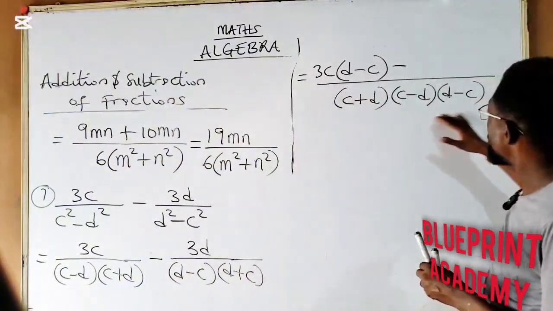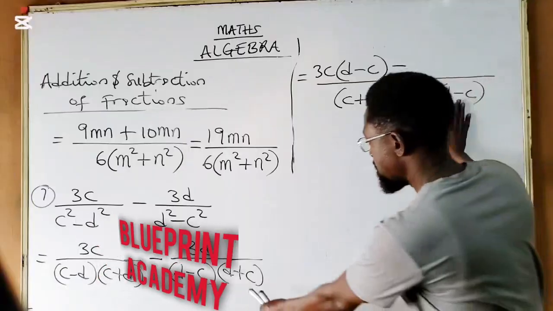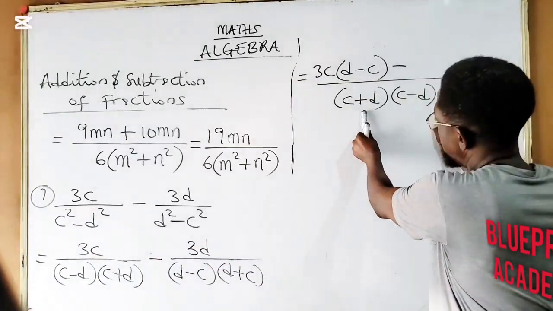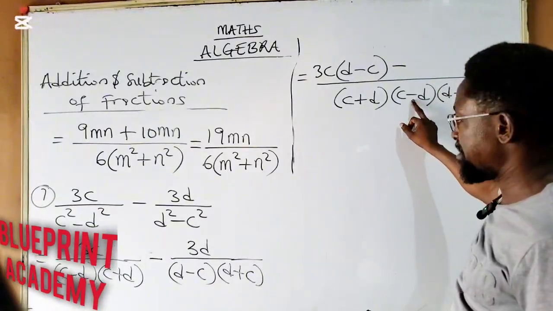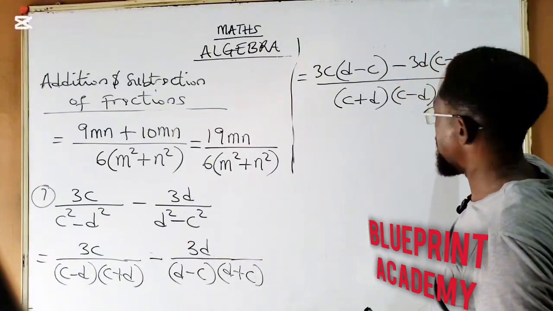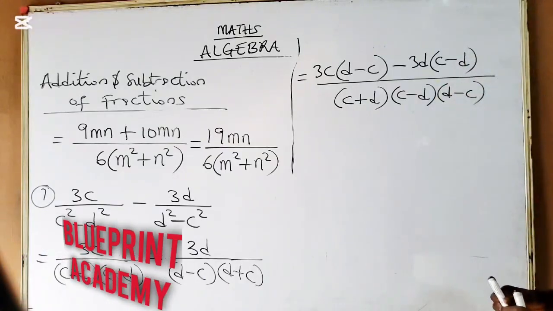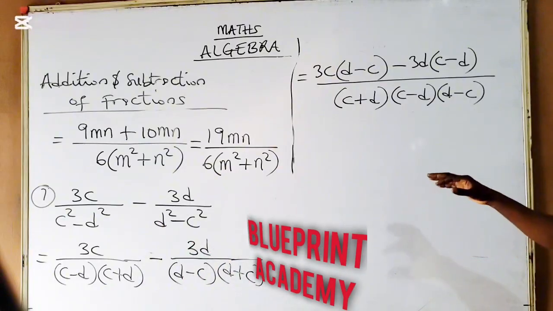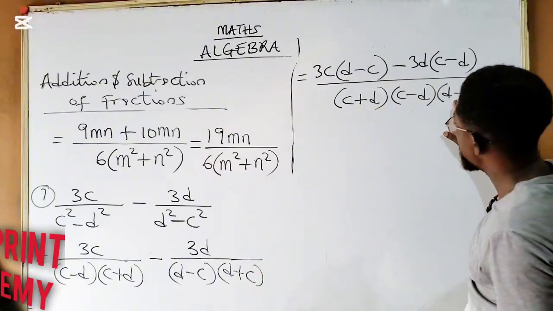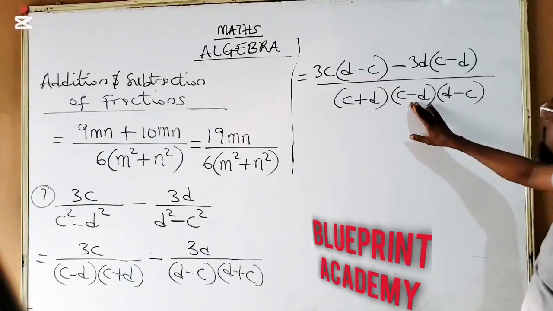Now everything here divided by this. This is d minus c, which is this. Then d plus c, which is this. So we'll be left with c minus d. So I have 3d into c minus d. D minus c, which is this first one here, we cancel this one. Then this d plus c, we cancel d plus c. So I am left with c minus d.